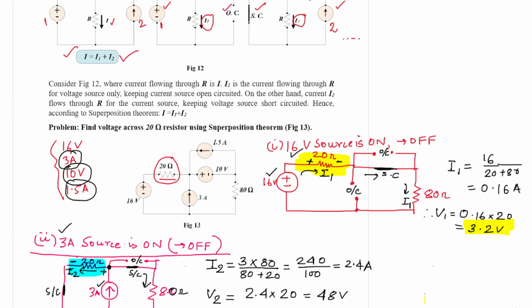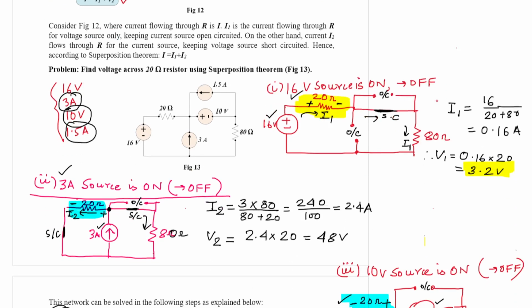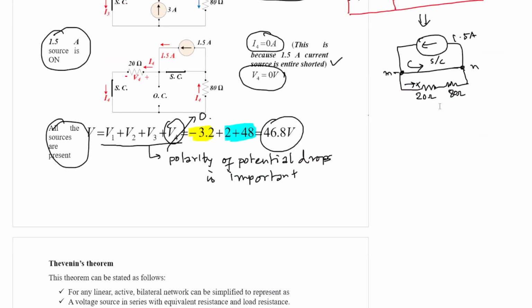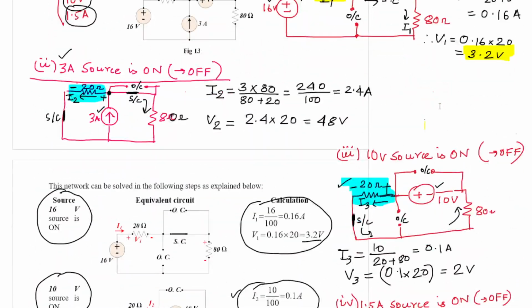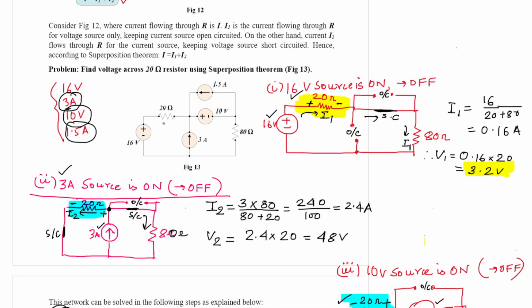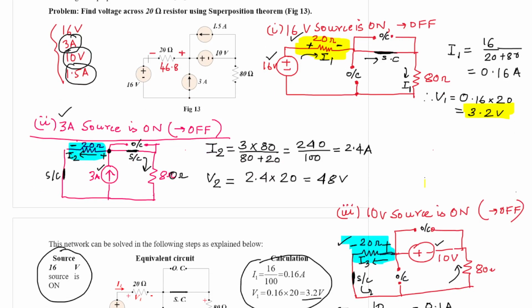If you see, this is the main diagram. In this circuit, the total voltage drop across this 20 ohm resistance that we have got is 46.8 volt, right? What should be the polarity? This is plus, this is minus. That is very important. So this is the answer.